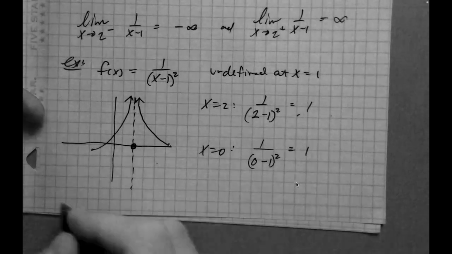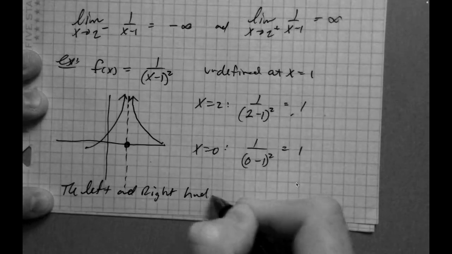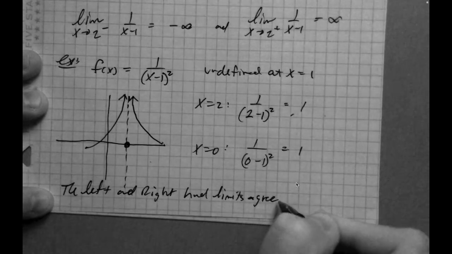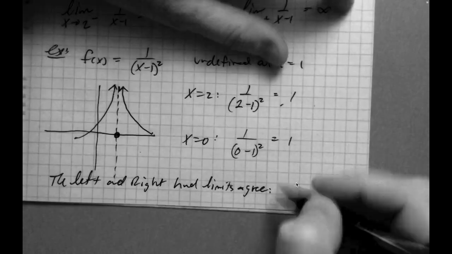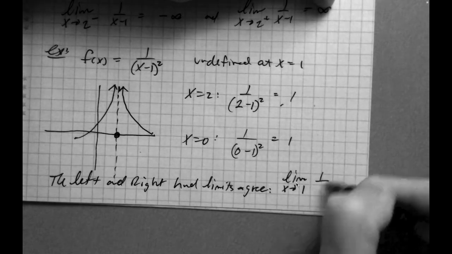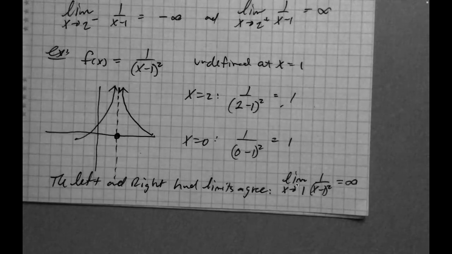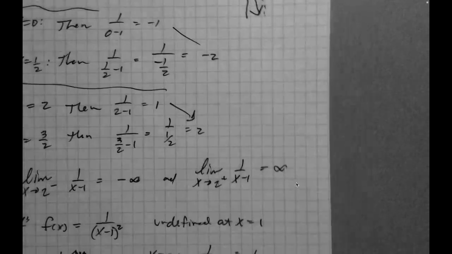So in this case, we would say that the left hand and the right hand limits agree. Okay, so the left and right hand limits agree. So that means that the overall limit is, in this case, positive infinity. So from both sides, the function increases without bound. So that means that we have an overall limit. Okay, very good.